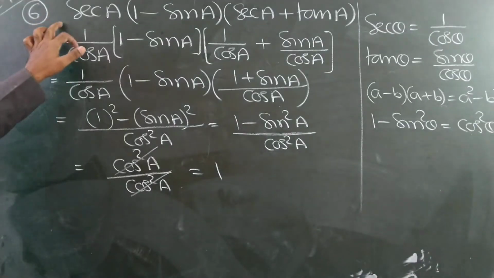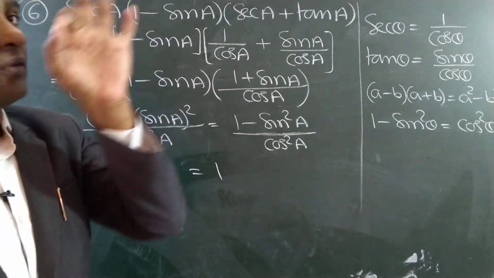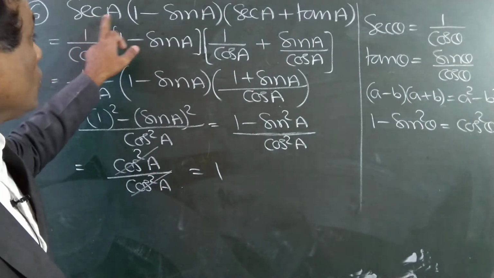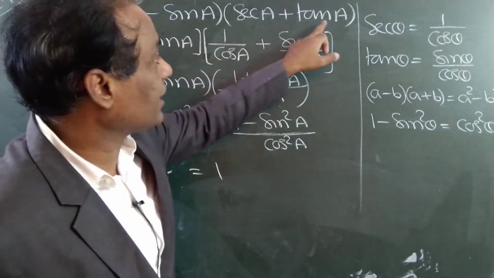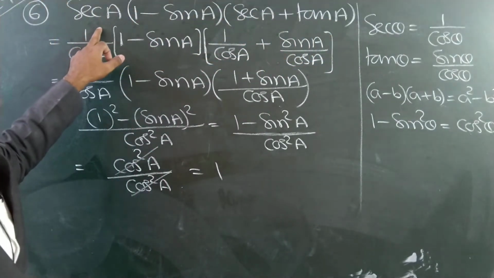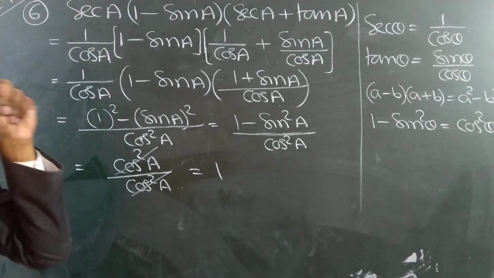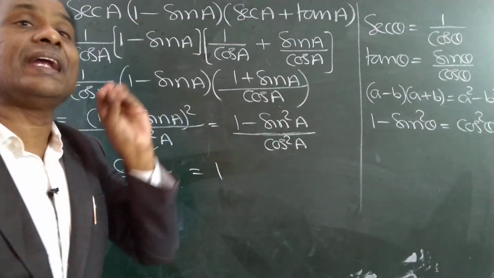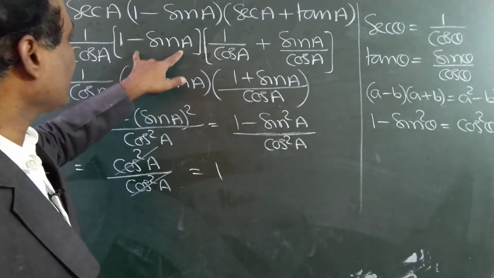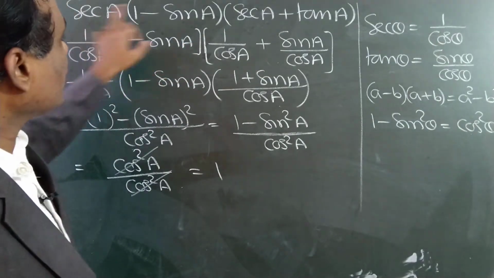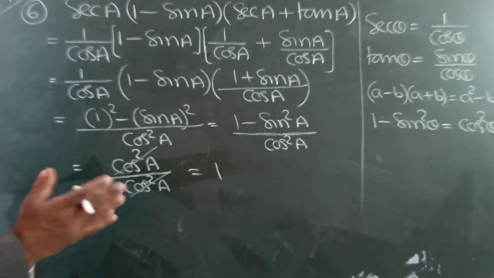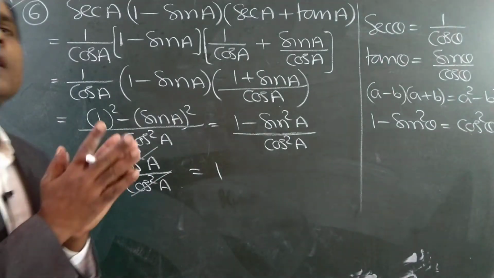See here, this is the problem. First see the textbook. Secant A into 1 minus sin A into secant A plus tan A. This is the problem we have to simplify. First thing I want to do is change the total problem into sine and cos. This is already in sine, so I will change secant and also tan into sine and cos.